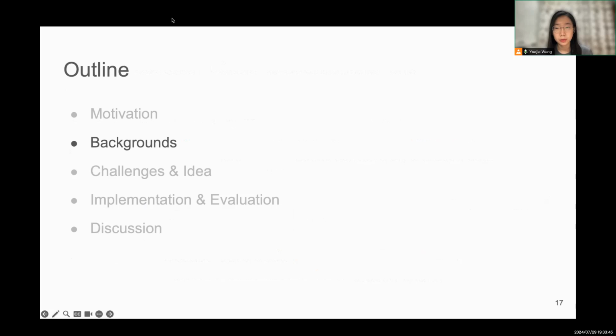Then I will explain the challenges and propose the key ideas of ConfMask. After that, I will go through the implementation and the evaluation results. And lastly, I will discuss some limitations and future works. Now, for the background of network anonymization.